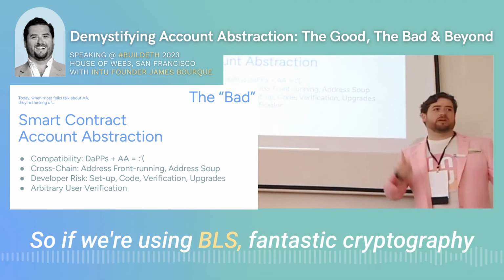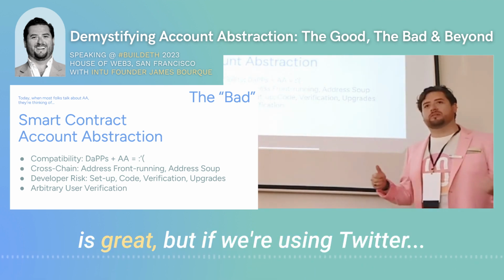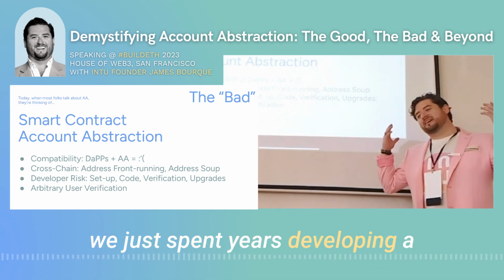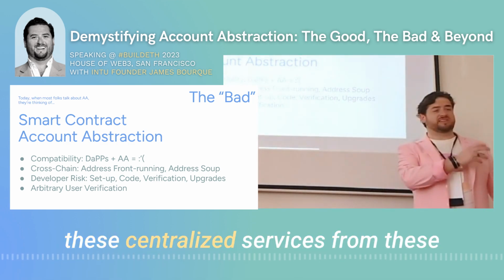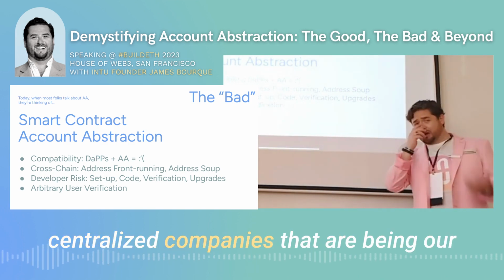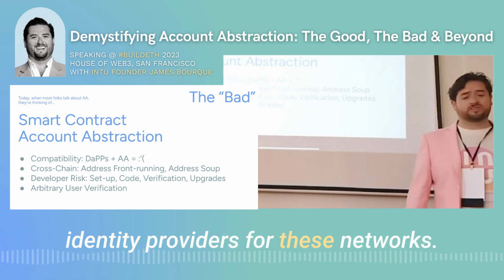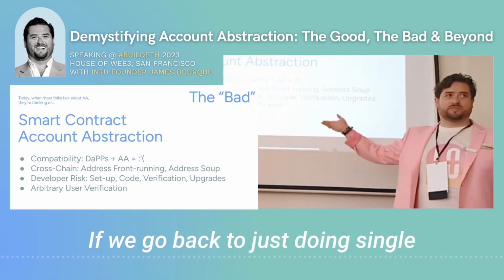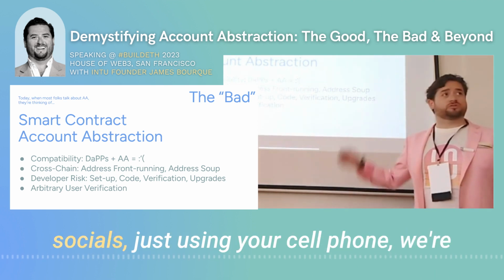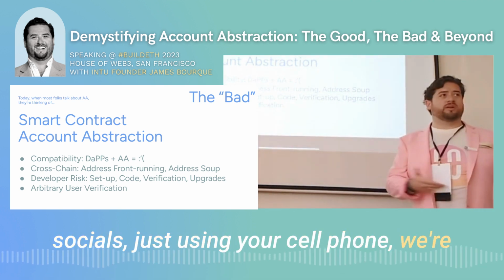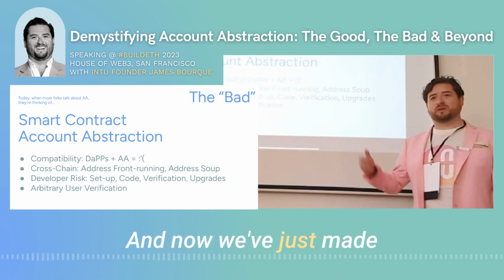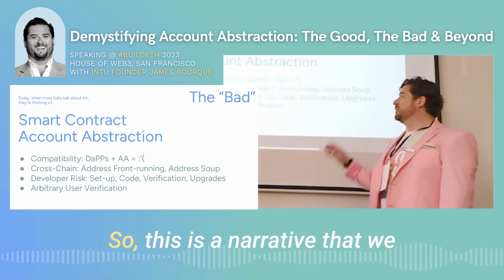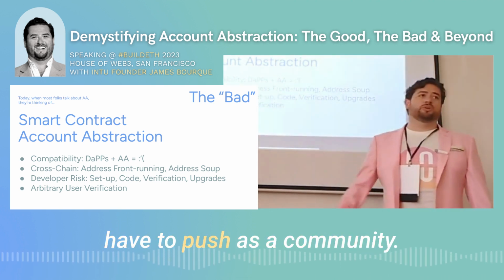So if we're using BLS, fantastic, cryptography is great. But if we're using Twitter, we just spent years developing a decentralized network to get away from these centralized services, from these centralized companies that are being our identity providers for these networks. If we go back to just doing single sign-on, just using Twitter, just using socials, just using your cell phone, we're kind of in the place that we started. And now we've just made a very expensive Web 2, right? I'm not really sure why. So this is a narrative that we have to push as a community.